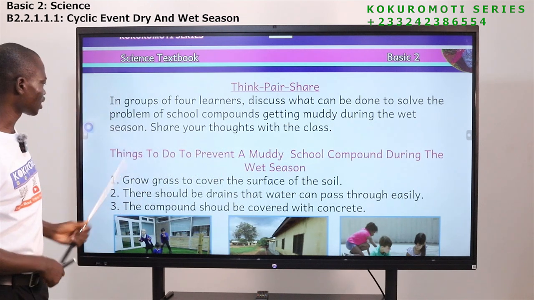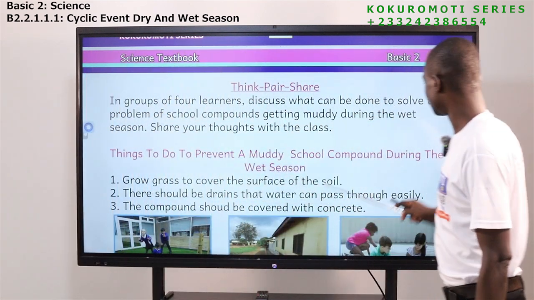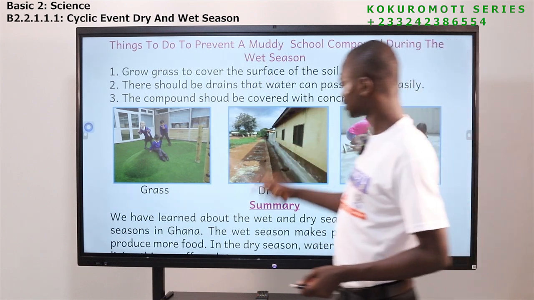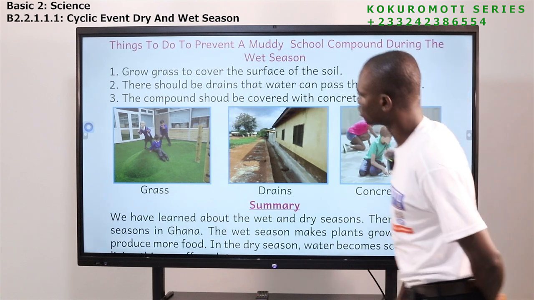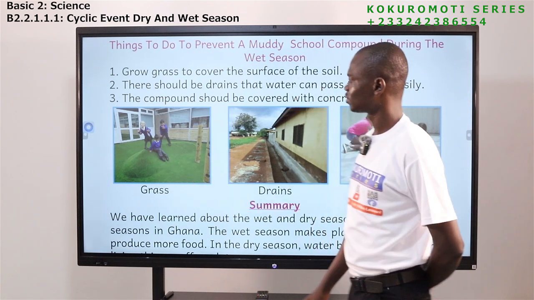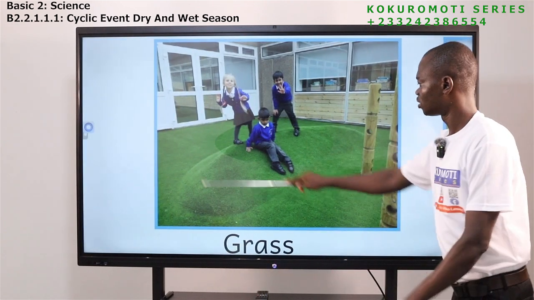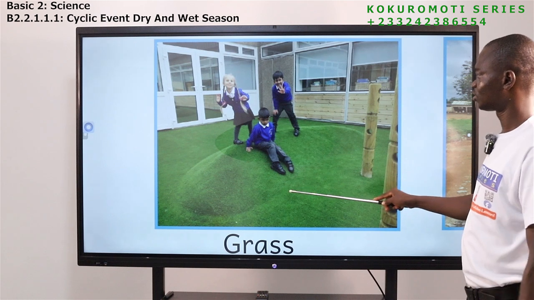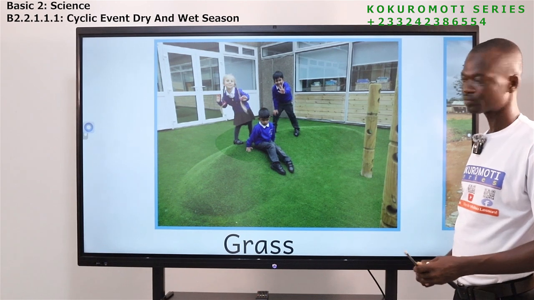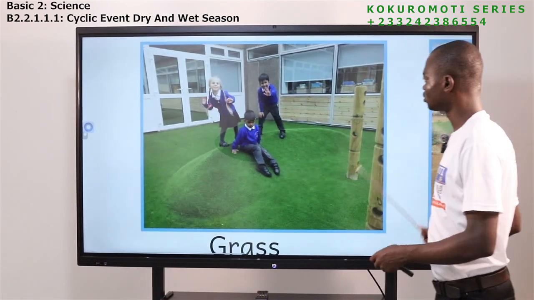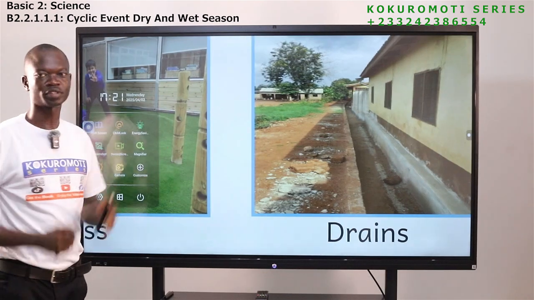Now let's look at it. Things to do to prevent a muddy school compound during the wet season. So the first one is, grow grass to cover the surface of the soil. If you look at this one, look at the children. They are here enjoying during what? Rainy season, because of what? The grass. The grass has covered the surface of the soil, so you don't see any mud or muddy grounds here. So you see, the grass will help us to prevent muddy grounds.